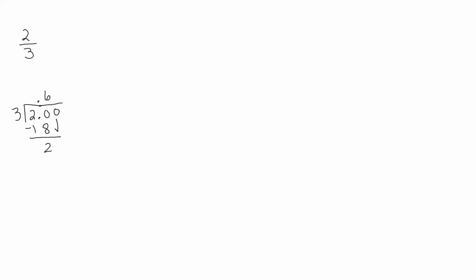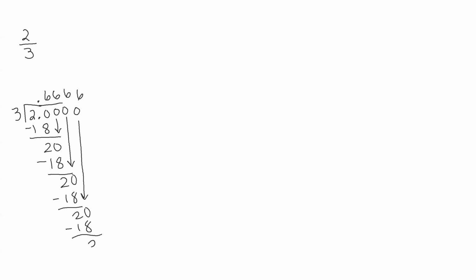Well, when I add a 0 and drop it down, I get another 20. Well, 3 still goes into 20 6 times. 6 times 3 is still 18. I get another 2. So I could just keep this going. All right, this is a situation where you're going to get what we call a repeating decimal. So we can see that we're going to get 0.6 every single iteration here.